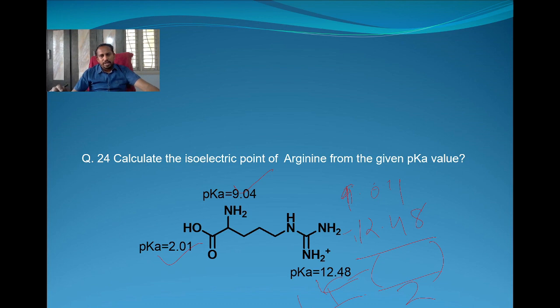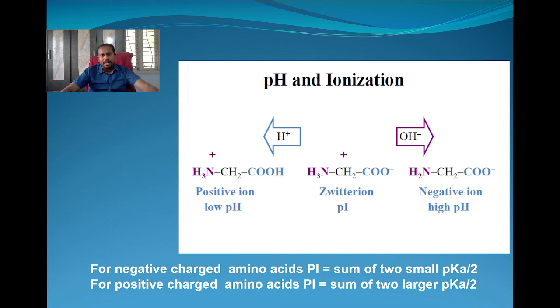Okay. So in this way, we'll calculate the isoelectric point of any amino acid if the pK values are given. So if we summarize how to calculate the isoelectric point of a given amino acid if pK is given: for a negative charge amino acid, negative charge means there is an extra COO minus. Positive and negative will cancel out. If an extra COO minus is there, then this is a negative charge amino acid. So the sum of the 2 smaller pK values divided by 2.